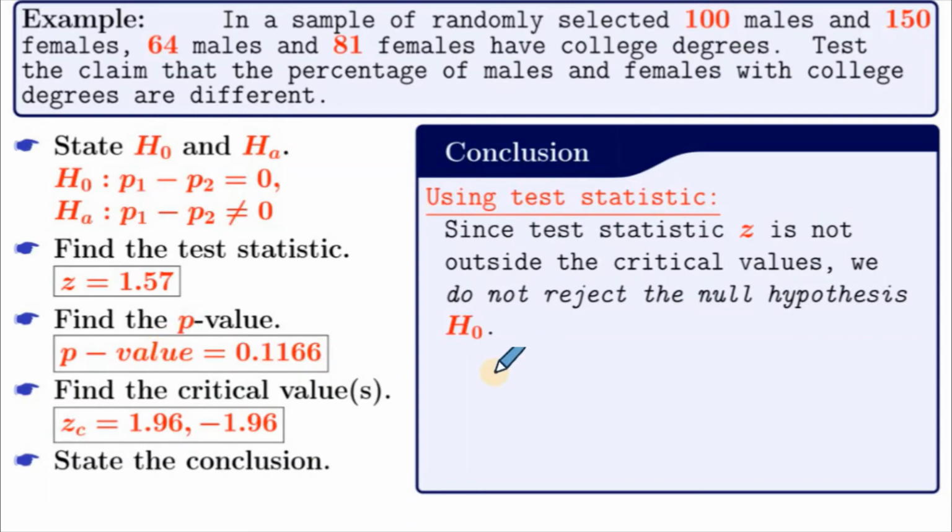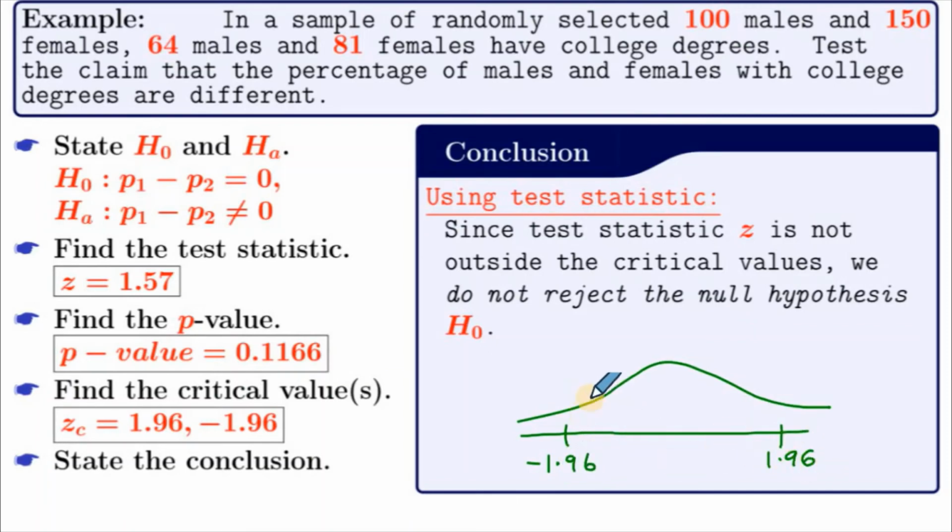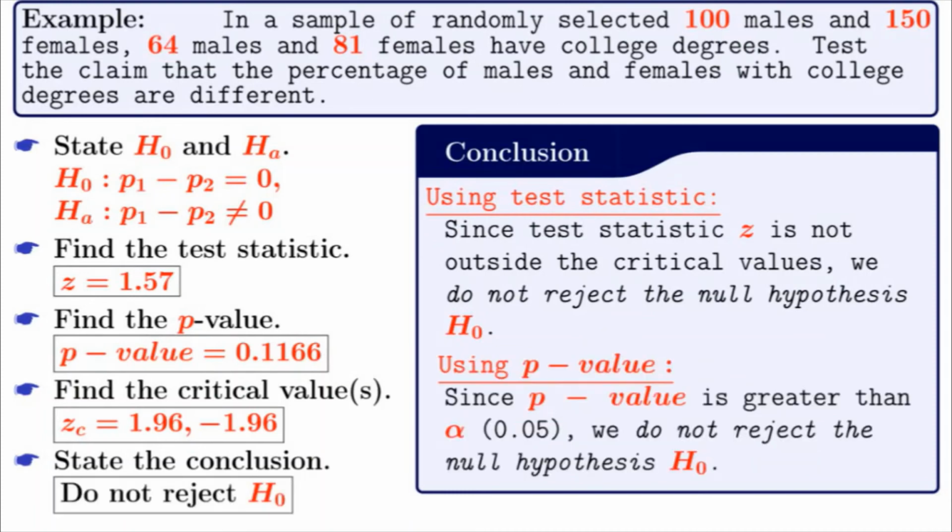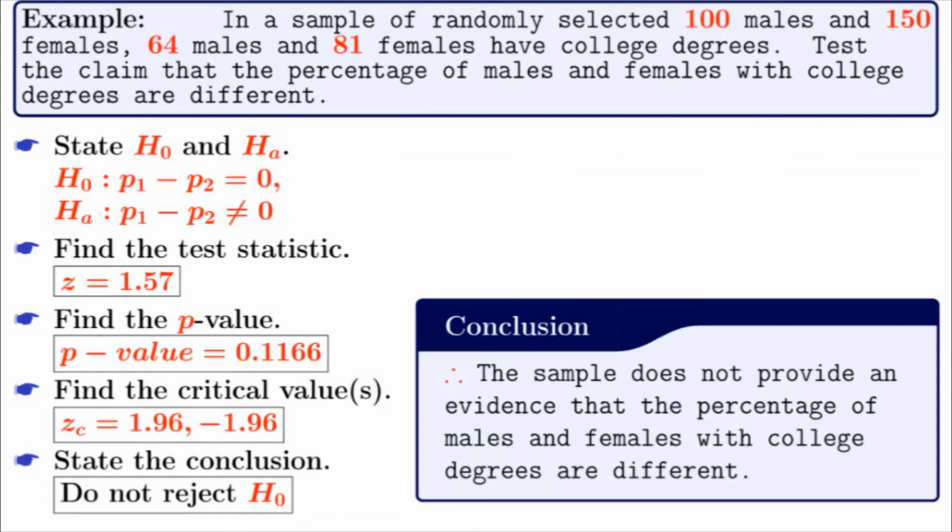So using the test statistic, we can conclude the following. Let me make a diagram here. We have our critical values over here, negative 1.96 and positive 1.96 here, and our test statistic is somewhere in between, let's say here, which is 1.57. Since the test statistic Z is not outside the critical values, we do not reject the null hypothesis. Again, we can derive the same conclusion using the p-value. Since the p-value is 0.1166, which is greater than alpha, which is 0.05, we cannot reject the null hypothesis. So for this particular sample, the sample does not provide evidence that the percentage of males and females with college degrees are different.